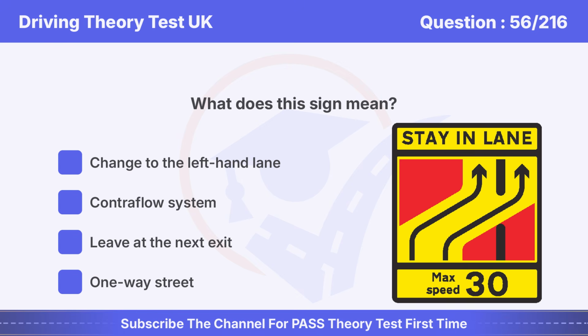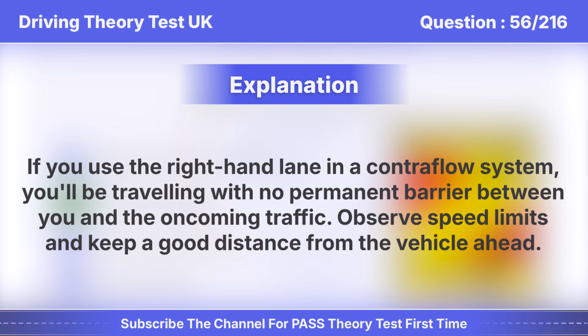Question 56. What does this sign mean? Answer is B. Contraflow system. If you use the right-hand lane in a contraflow system, you'll be traveling with no permanent barrier between you and the oncoming traffic. Observe speed limits and keep a good distance from the vehicle ahead.